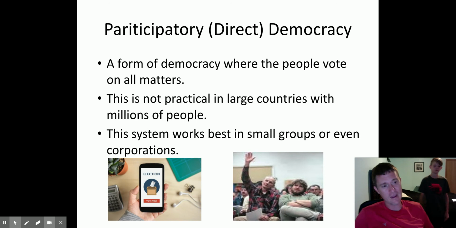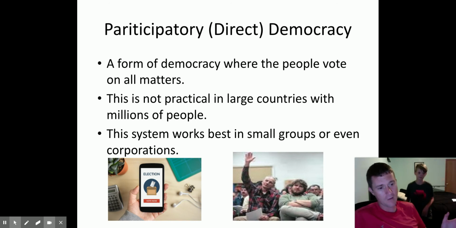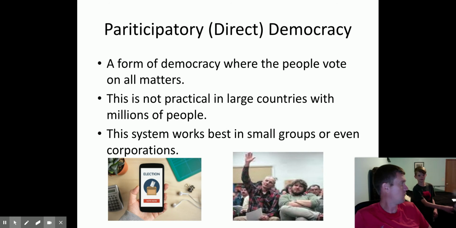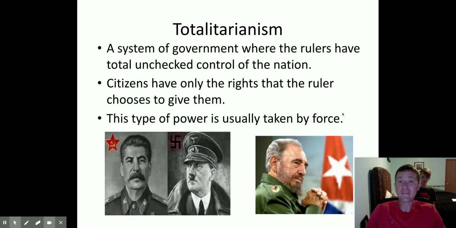You vote on everything. Now, in our household, if we voted on every single thing, this probably wouldn't always work out well. Plus, we have 4 of us, so it would be a 2-2 tie a lot. So that's a participatory democracy.